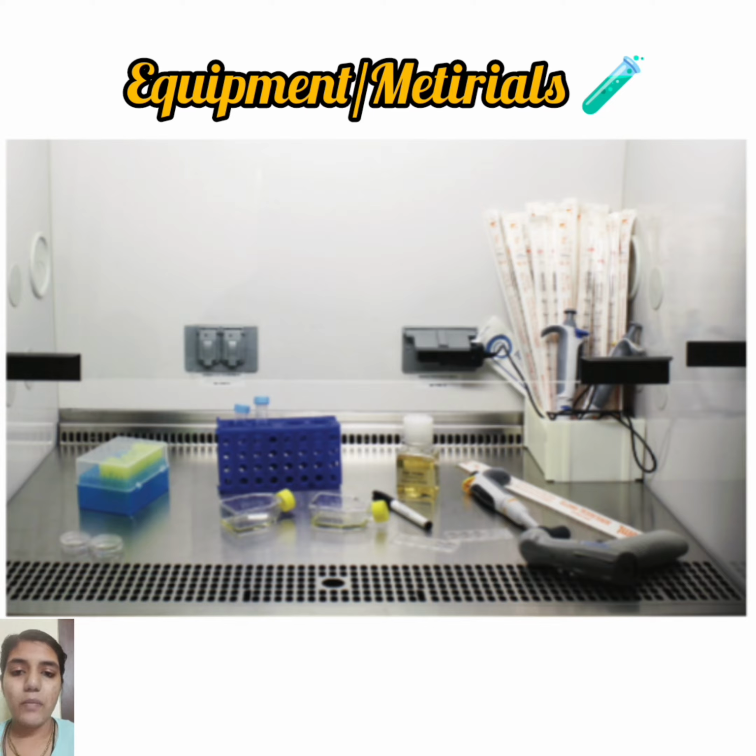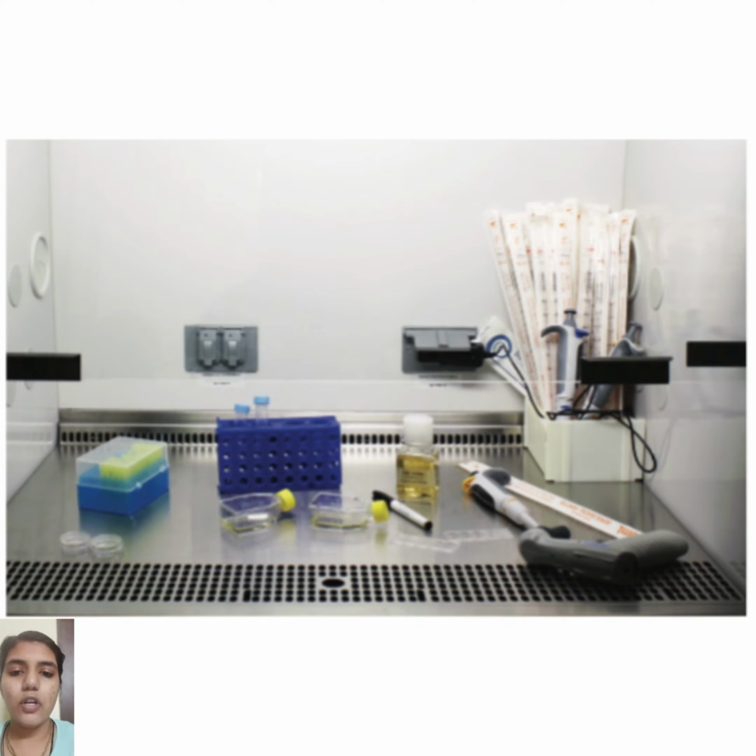Now let's discuss how we apply or use aseptic technique in an experiment. The materials required for our experiment are a candle, lighter, test tube holder, three different types of nutrient broth, test tubes, a stand, and an inoculating loop.